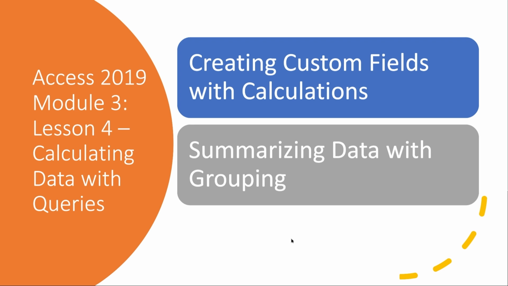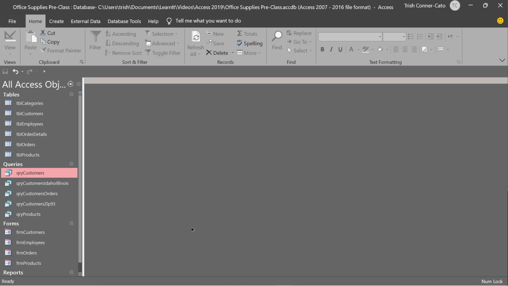Our next lesson in this module is how to calculate data with queries. So in our queries, we can create custom fields using calculations, and you can also do grouping. So earlier when we used a report wizard, we decided to do a grouping option in a report. It looked horrible, so we got rid of it, but we're going to do a grouping in a query in this lesson. We're going to use our customers query for this again.